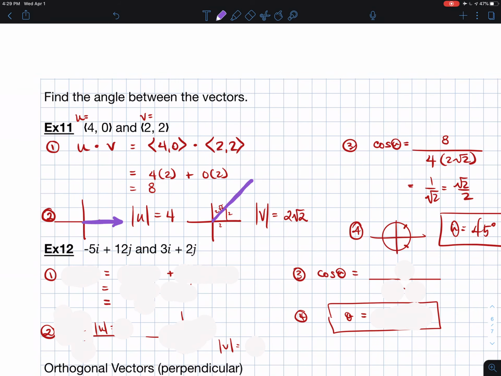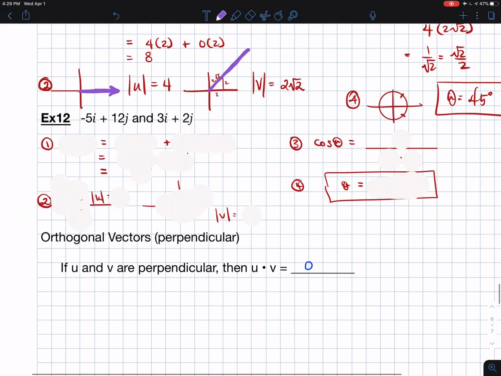But unfortunately, with example number 12, there's no way that I can make it make sense like that. So occasionally you'll run into one that's totally logical, but number 12 is not going to be logical. So let's follow the same 4-step process for number 12, and we'll find the angle between the 2 vectors.